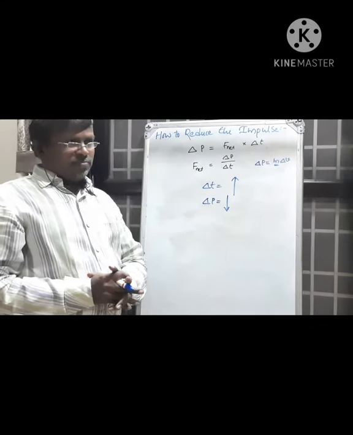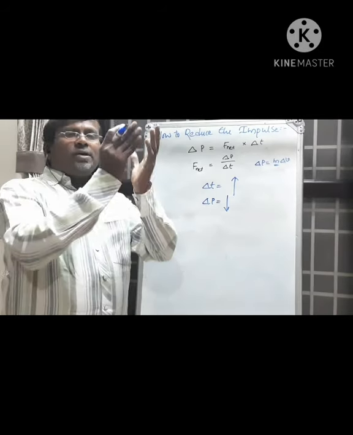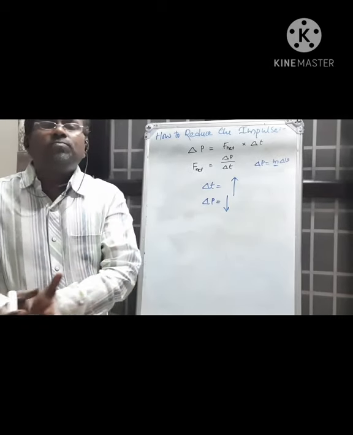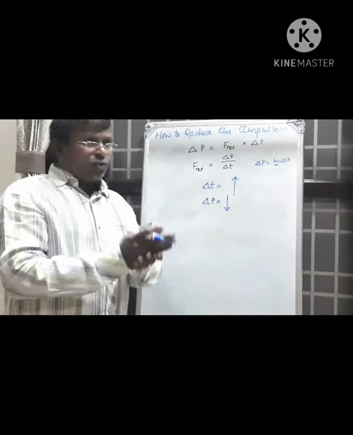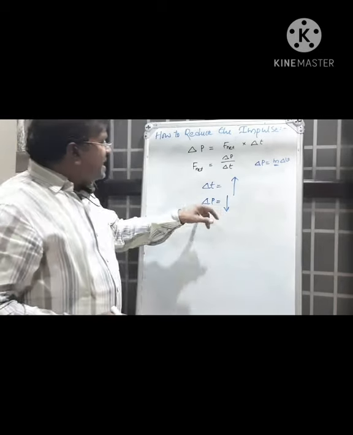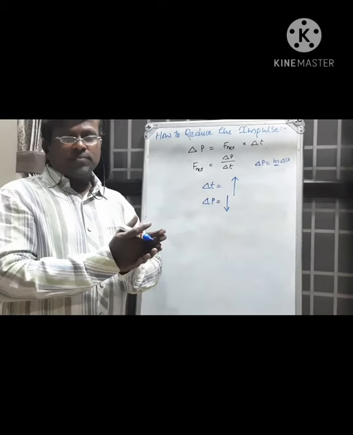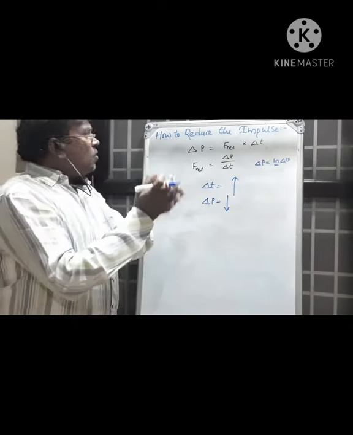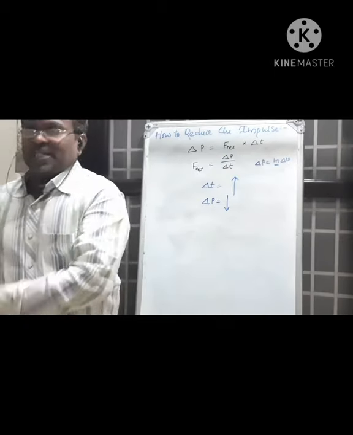A cricketer, while catching a ball, what does he do? He takes back his hands with the ball for some duration of time. What is he doing while taking back his hands with the ball? He is increasing the impact time, that is, the impact of the speeding ball on the hands. So he is increasing the duration of the traveling time.